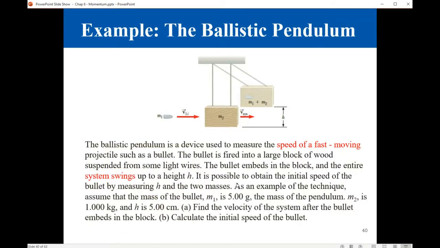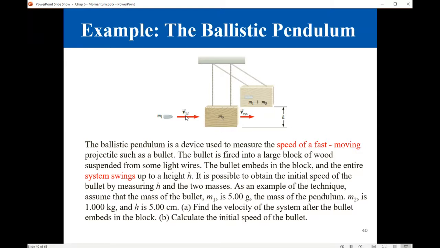This is a nice example that I selected for discussion, where we make use of the perfectly inelastic collision: the ballistic pendulum. This device is used to measure the speed of bullets, fast-moving objects. So the bullet is fired, and we are interested in measuring the velocity. We have no direct method to measure the velocity, but we use this trick to measure the velocity indirectly.